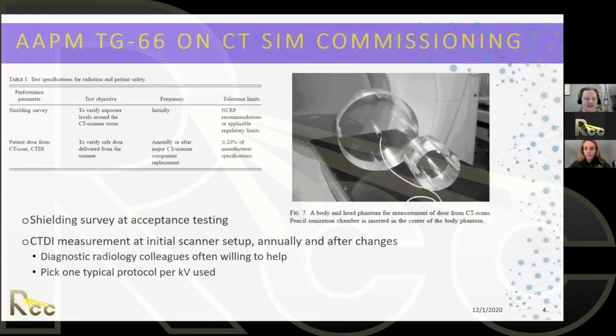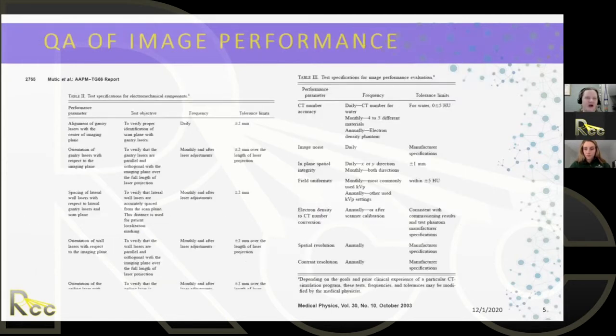And our colleagues in diagnostic radiology were willing to help us out and came over once a year and did these measurements with us. And what we did is we picked one typical protocol we use for head scans and one for body scans, and used that as our QA scans for the CTDI measurements over the years. There are many, many tables in TG266, and I won't go into everything.